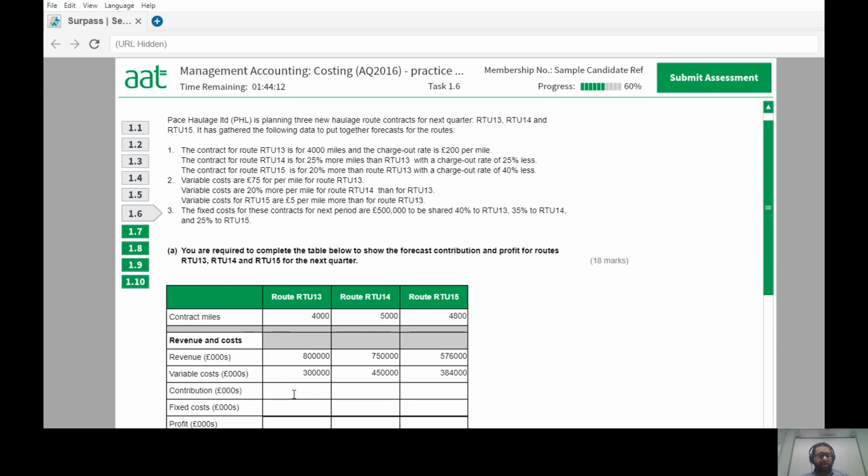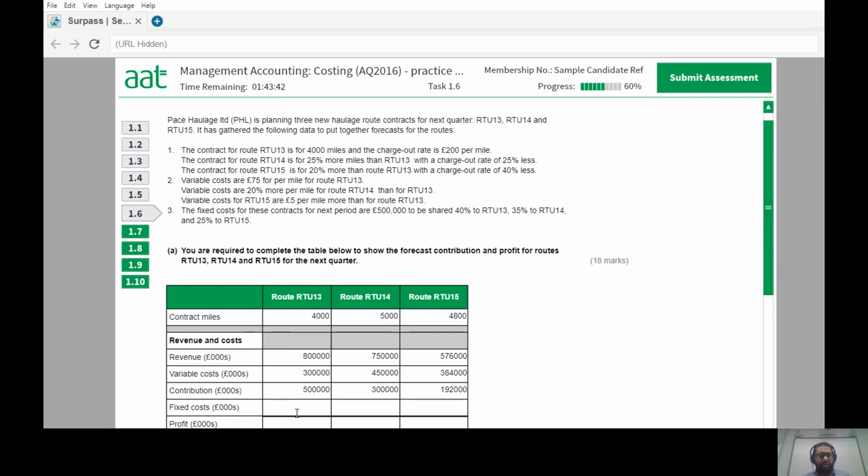Now let's find what the contribution is. Contribution here is revenue minus the variable cost. It's going to be 500,000 there. And then you also have RTU 14, the revenue minus variable cost, which is going to be 300,000. And this one, on the other hand, 576 minus 384, that gives me 192,000 pounds. Okay, so we have all three pieces of information.